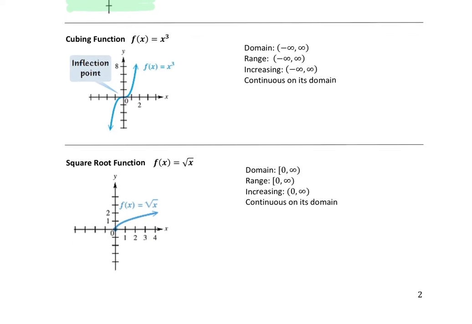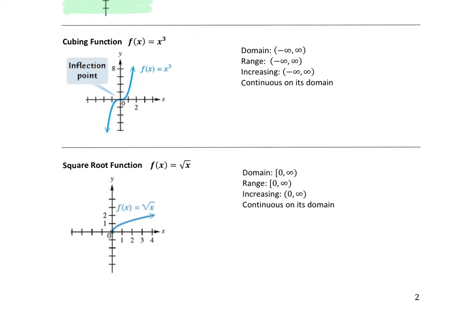The next function we're going to look at is the cubing function. Our cubing function is f of x is equal to x to the third. Now you notice in your textbook, they will have this little thing called an inflection point. An inflection point will become important when we're in calculus. But basically what an inflection point is when a graph switches from curving sort of downward to curving upward.